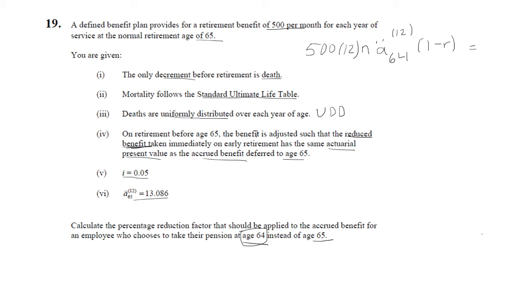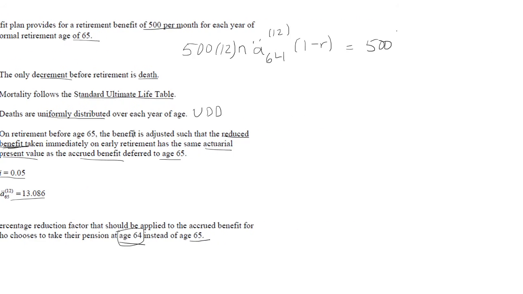But first, let's look at the premium. There's $500 being paid for 12 months, and there's N years of service. So we're looking at age 64, and up until age 64, we're saying there's N years of service. But the annuity due will be for age 65, and we have to discount it back to age 64. So our goal here is to solve for R.